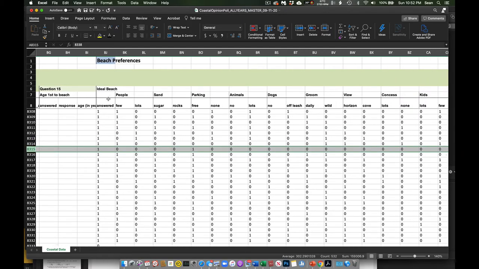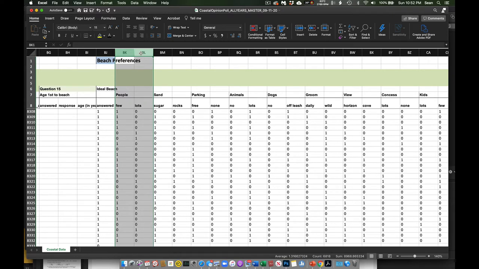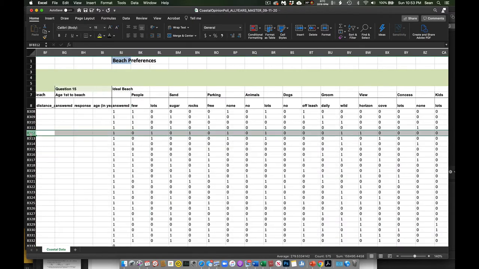And this first question here just says, hey, did anybody answer at least one of these preference questions? And if the answer is yes, then here are the questions. So here's one question which says, do you enjoy a beach with lots of people or few people? And the respondent in this row said they prefer a beach with lots of people. Okay, the next option was between sugary fine sand or rocky beaches.